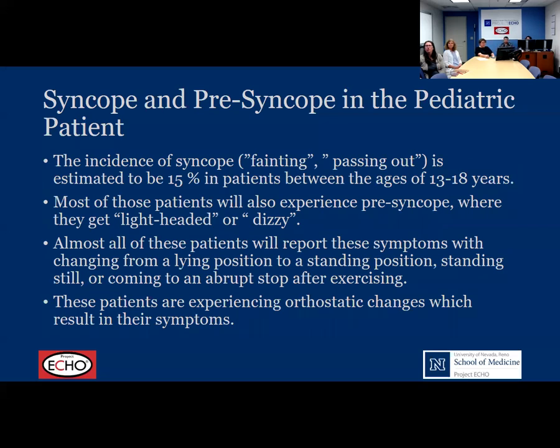So the incidence of syncope countrywide is 15%. This is what most of the literature suggests, between the ages of 13 and 18 years. I personally believe that we have a much higher incidence here, and I will explain a little bit more about that later. Most of the patients will also have what we call pre-syncope, where they feel like they may pass out, but don't actually pass out. And there'll be a lot of patients who only have the pre-syncope and don't actually ever pass out.